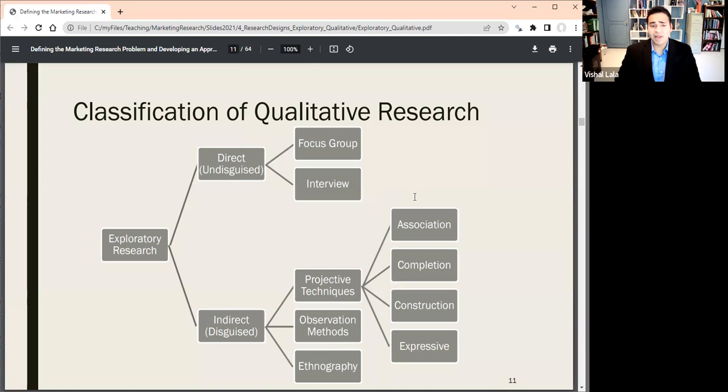Let's begin by examining the direct methods. By their very name, it tells you something. Direct methods involve asking questions directly of the respondent. With indirect methods, we learn more about the consumer by not asking the question directly, and therefore they are indirect or disguised. And again, more about that in a little bit.